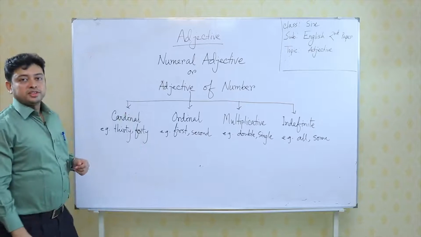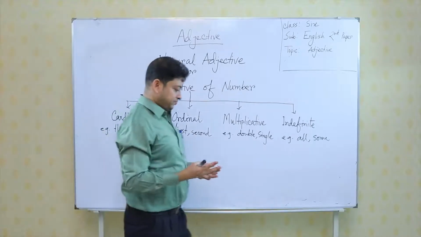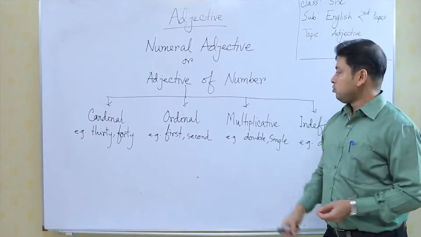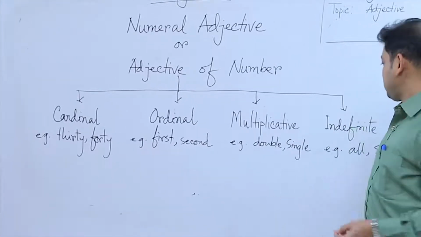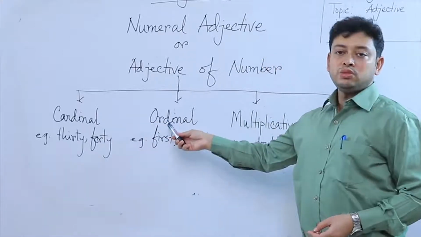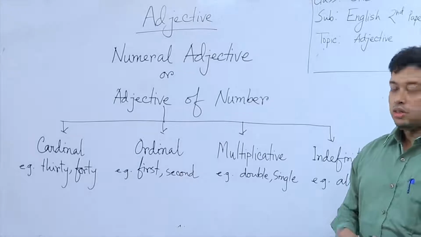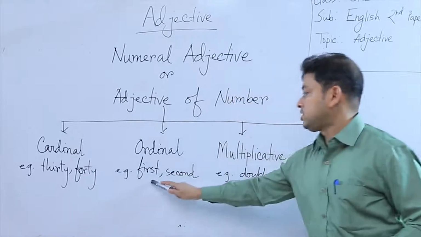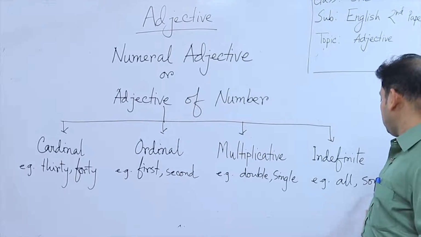Now, adjective of number. So, adjective of number can be classified into 4 ways. First one is cardinal number, the second one is ordinal number, third one is multiplicative, and the last one is indefinite. That means the cardinal numeral, ordinal numeral, multiplicative numeral, and indefinite numeral. So, the examples are given here: 30, 40, first, second, double, single, all, some.